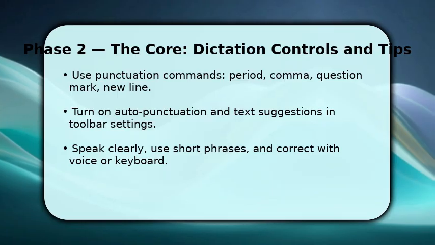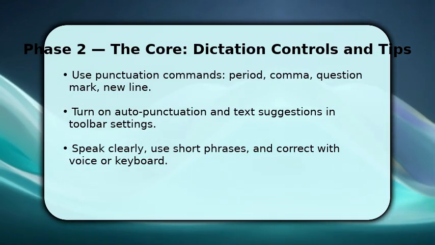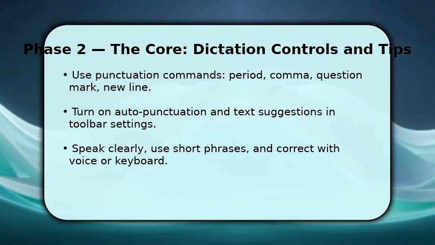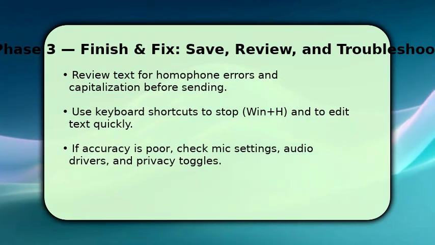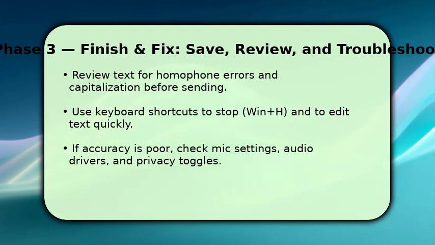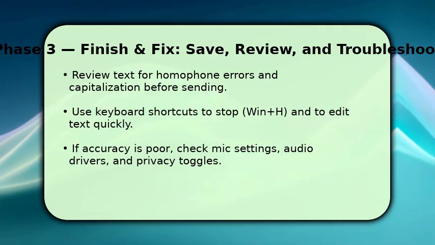If recognition errors, say the word, pause, then repeat or edit with the keyboard. Make sure your microphone gain isn't too high, because background noise reduces accuracy. To finish, stop the listener with Win+H and read your text aloud while scanning for homophones and capitalization mistakes. You want a quick quality pass. Use keyboard shortcuts to navigate and correct, and save or send once clean.